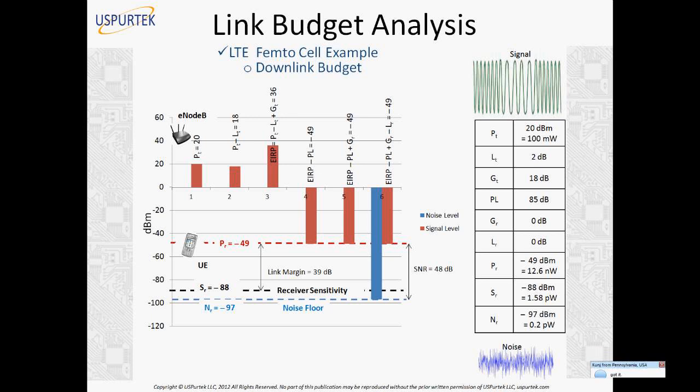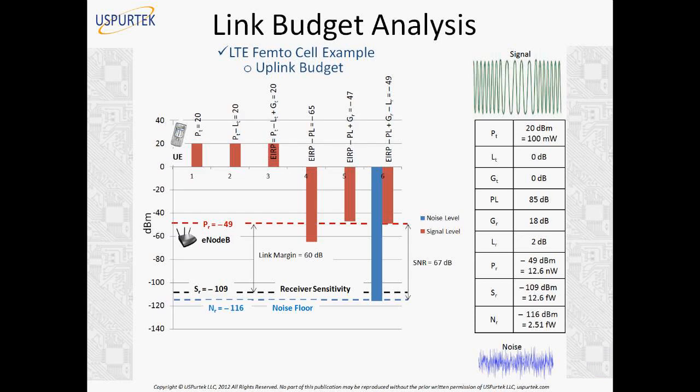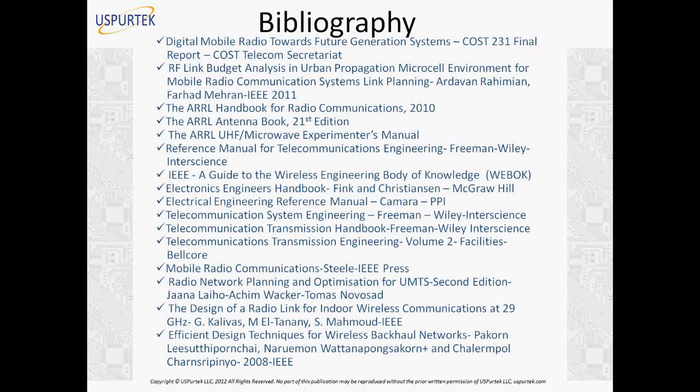Well, now we have a downlink budget here, which is again pretty good. Link margin is 39 dB. Uplink budget, link margin is 60 dB here. Not bad. In fact, very good. You can achieve very high data rates with this type of signal level and link margin. So femtocells are the solution actually. Now we are reaching the end of this webinar.